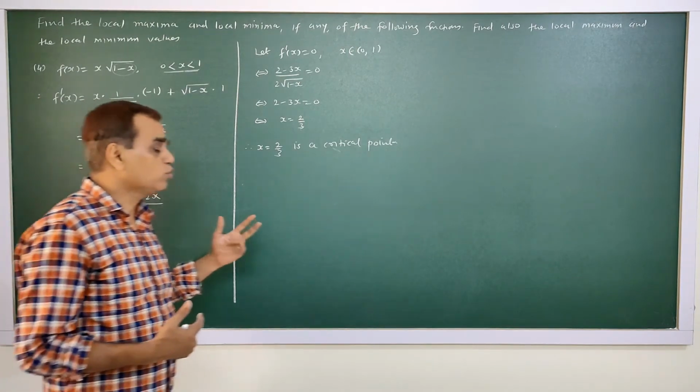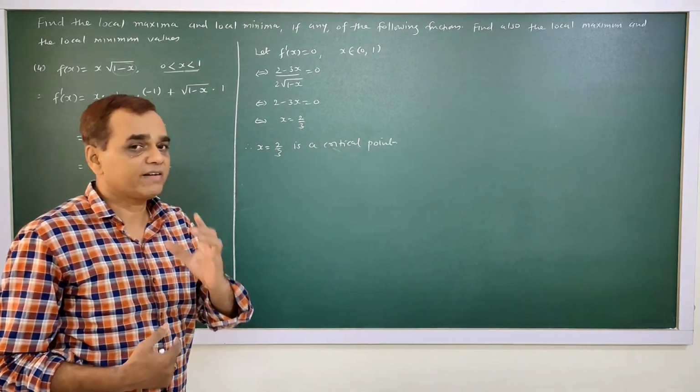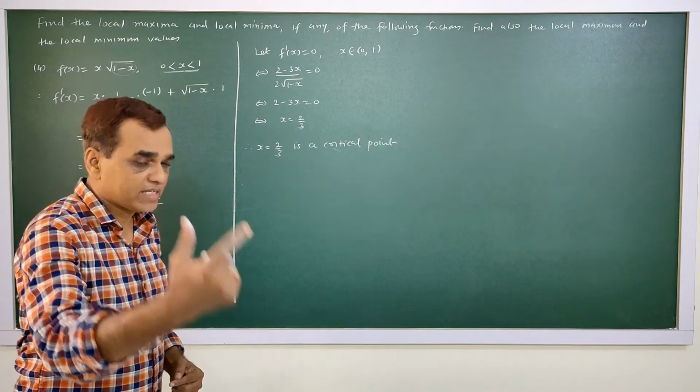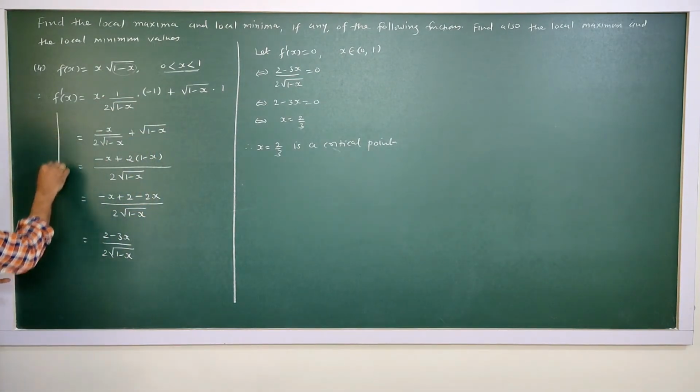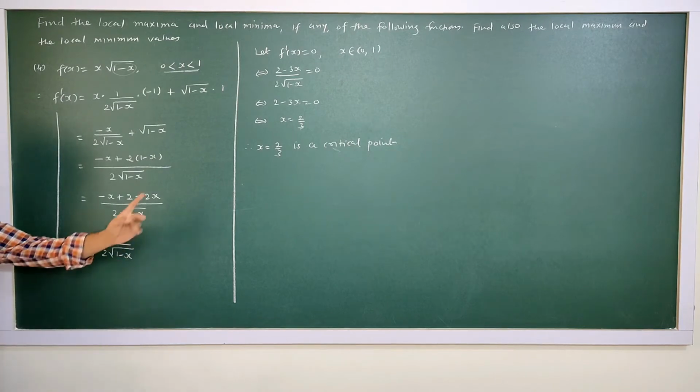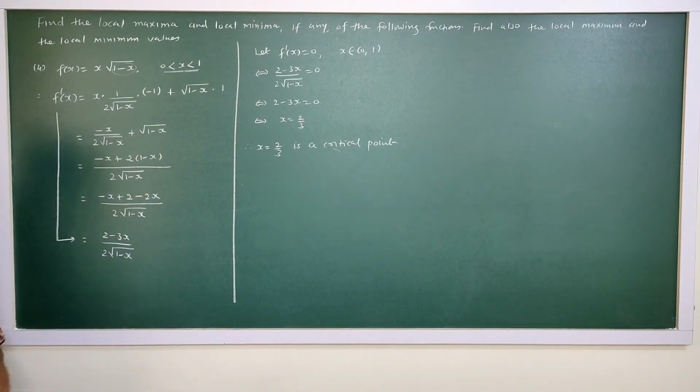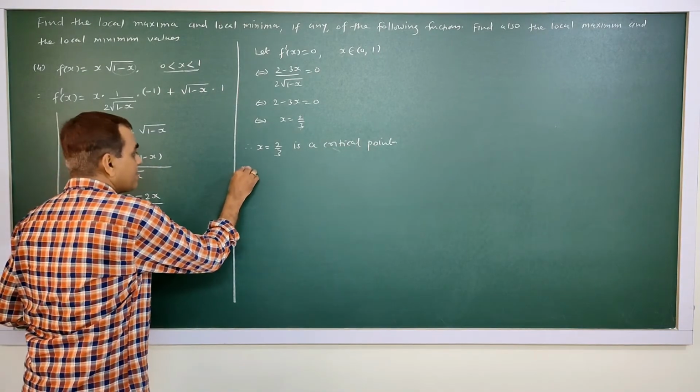We have two tests, the first derivative test and the second derivative test. In the second derivative test, we differentiate f dash x once again. We find f double dash x. Now, f double dash x.